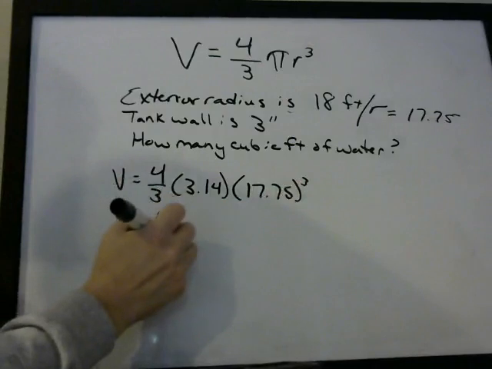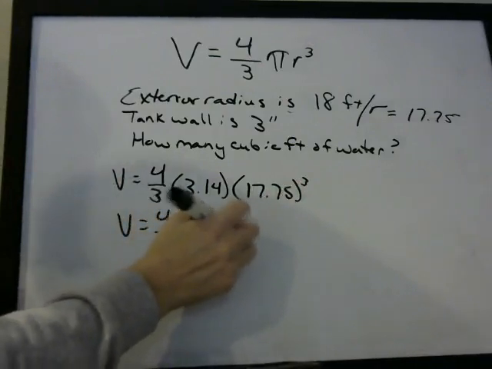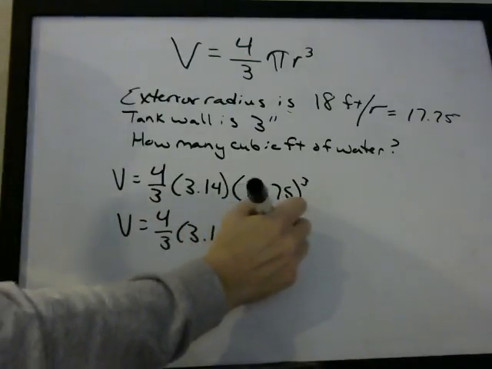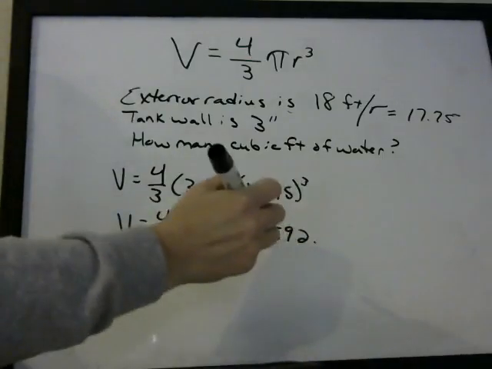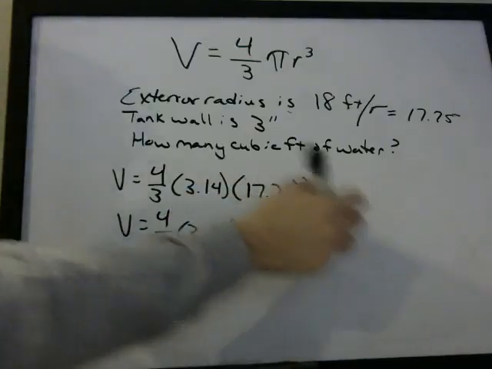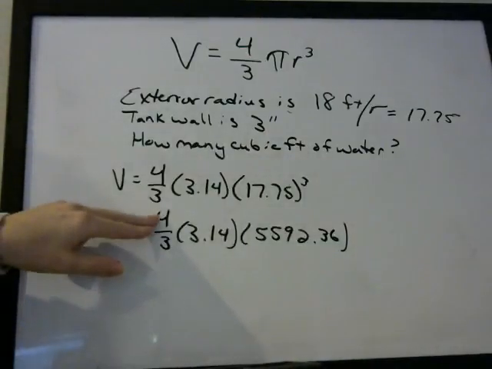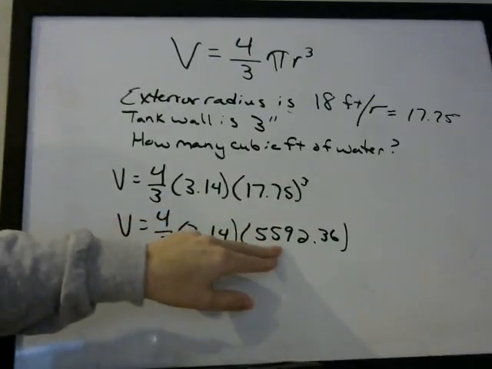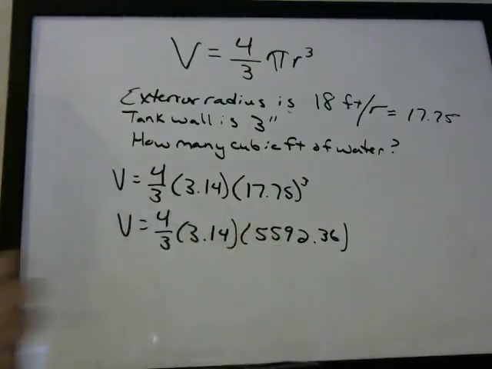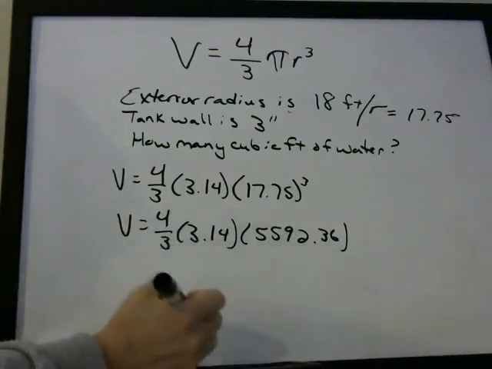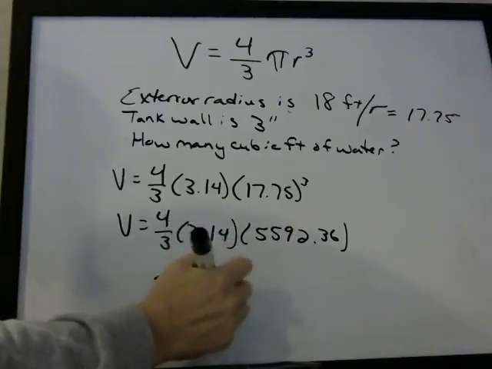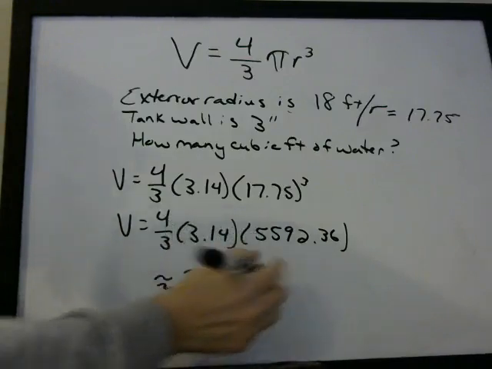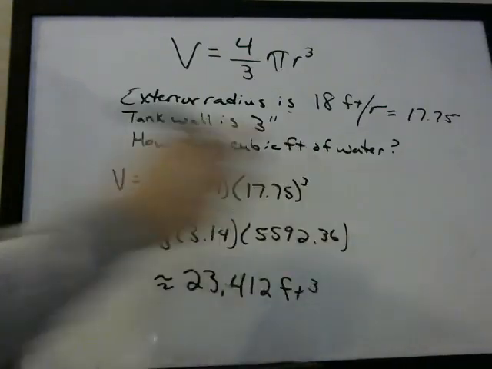When you do that, I'm going to round it off, but 17.75 cubed is about 5592.36. Now we just plug this in our calculator. 4 divided by 3 times 3.14 times 5592.36, and we're going to get about, again I'm going to round it off, 23,412 cubic feet.